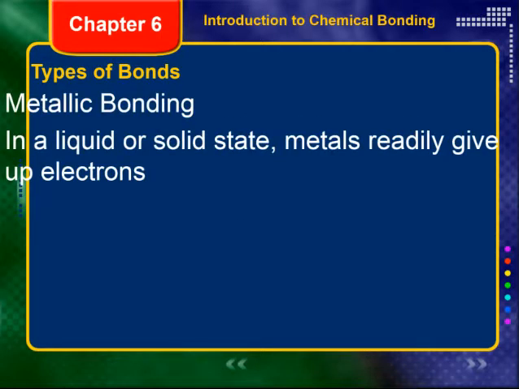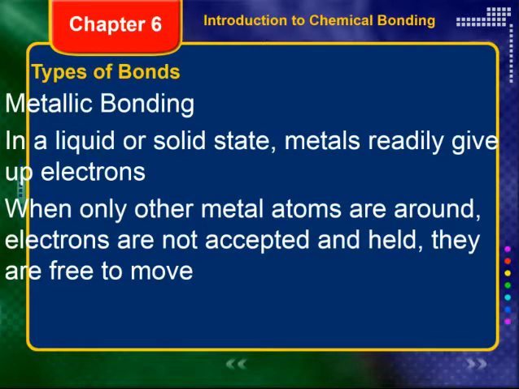All right, let's finish up with metallic bonding. Now, metallic bonding is going to occur, obviously, between metal atoms. And this is going to happen in either the liquid or solid state because metals tend to give up their electrons, right? They're on the left side of the periodic table. They tend to give away their valence electrons. Now, this is only going to happen because metals are trying to obtain a noble gas electron configuration. They're trying to satisfy the octet rule.